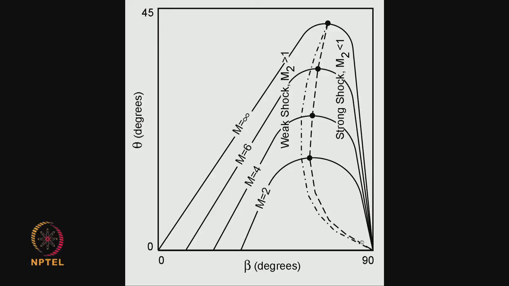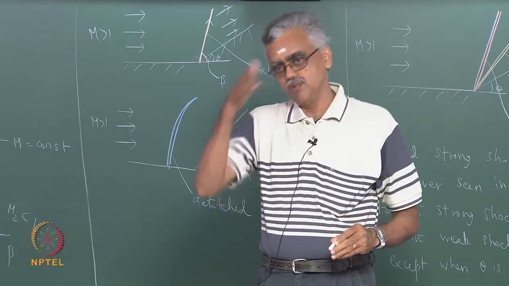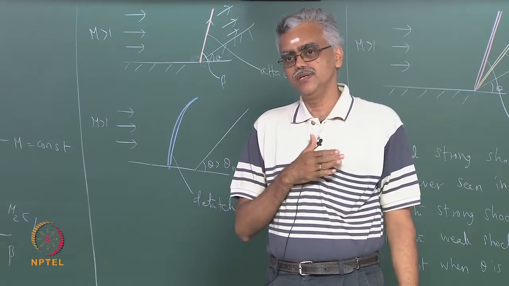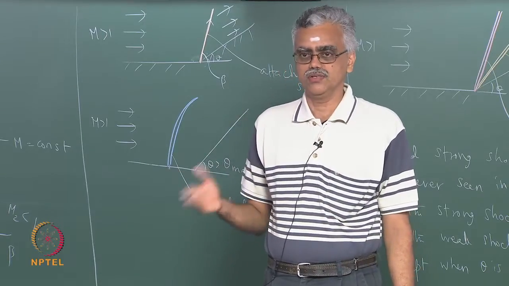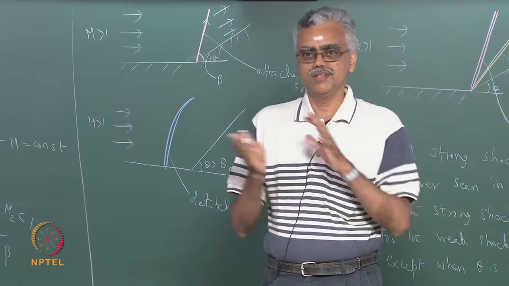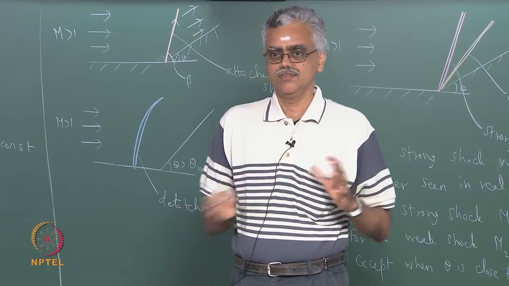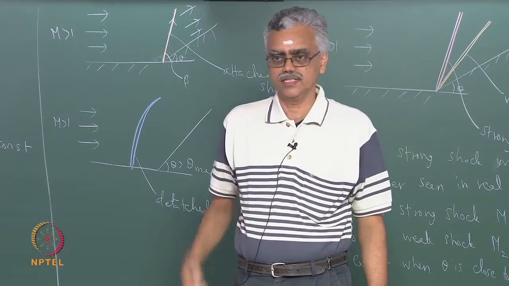So, when you try to provoke a strong shock, what normally happens in reality is that you will get a normal shock, but not a strong oblique shock, because the portion of the curve is very steep. It usually becomes a normal shock rather than a strong oblique shock. Strong oblique shocks are seen only when the shock wave detaches from the attachment point. That we will discuss in the next module.